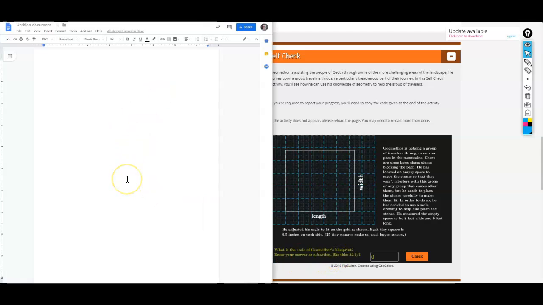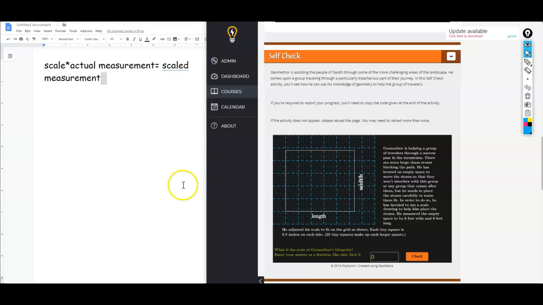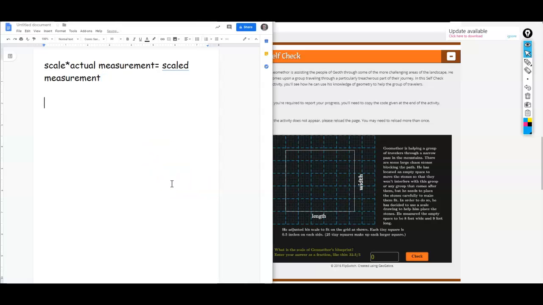Okay, so on this, we normally have a basic equation of the scale being multiplied by the actual measurement, and that's going to equal the scaled measurement. So, the first thing that I'm noticing is that this empty space was given to be 8 feet wide and 9 feet long. However, the tiny squares is given to be 0.5 inches. So I want to convert everything to inches so that we have all the same measurements.